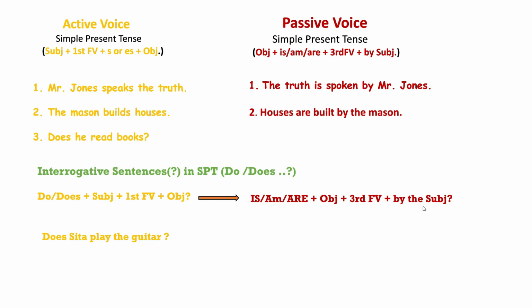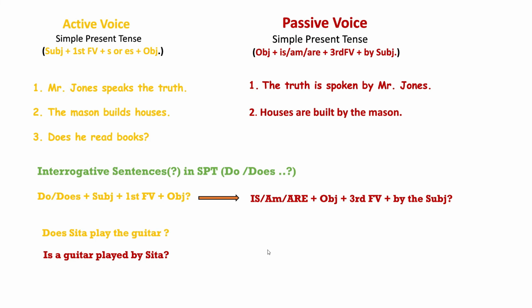Let's do some exercises with this. Does Sita play the guitar? Is your first question. What will happen? Change this into this formula. What will happen? Guitar will come at the front, the object will come at the front, and we'll start with auxiliary verb is because the object is in the singular form. The verb play will change into its third form, played, by the subject at the last.